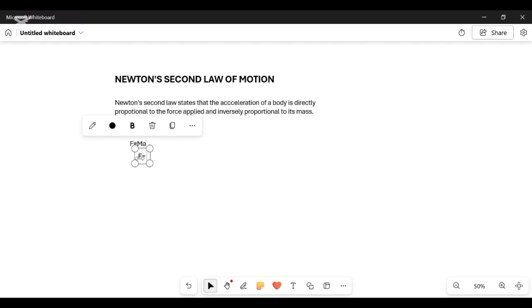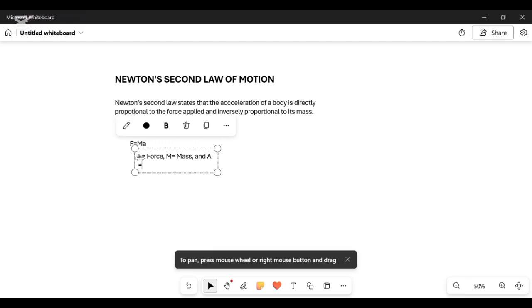F equals force, m equals mass, and a equals acceleration.